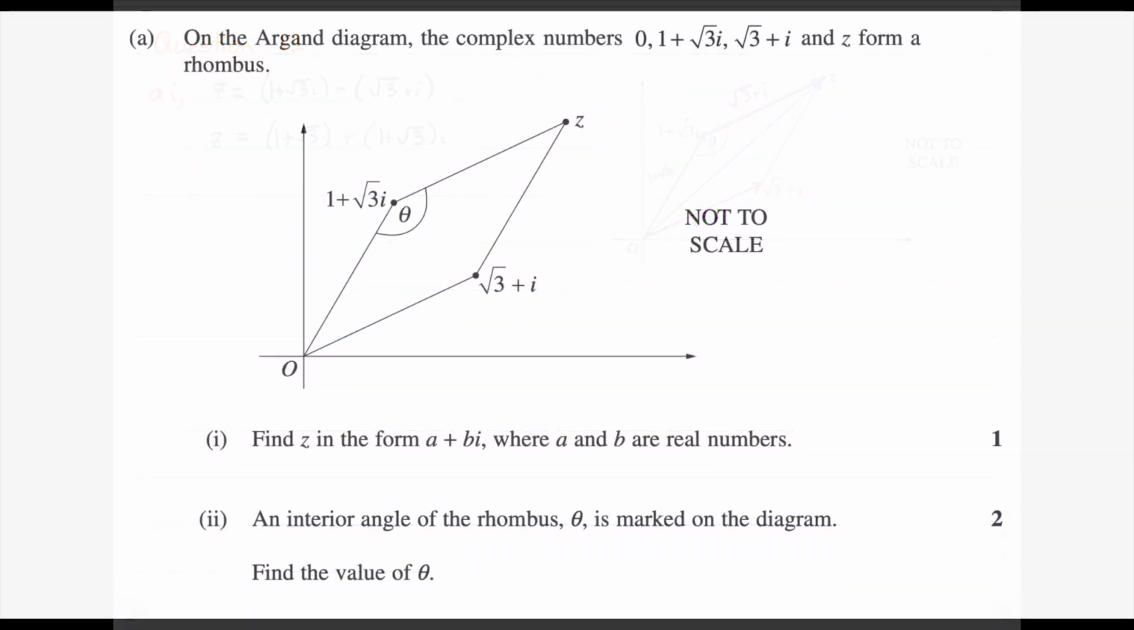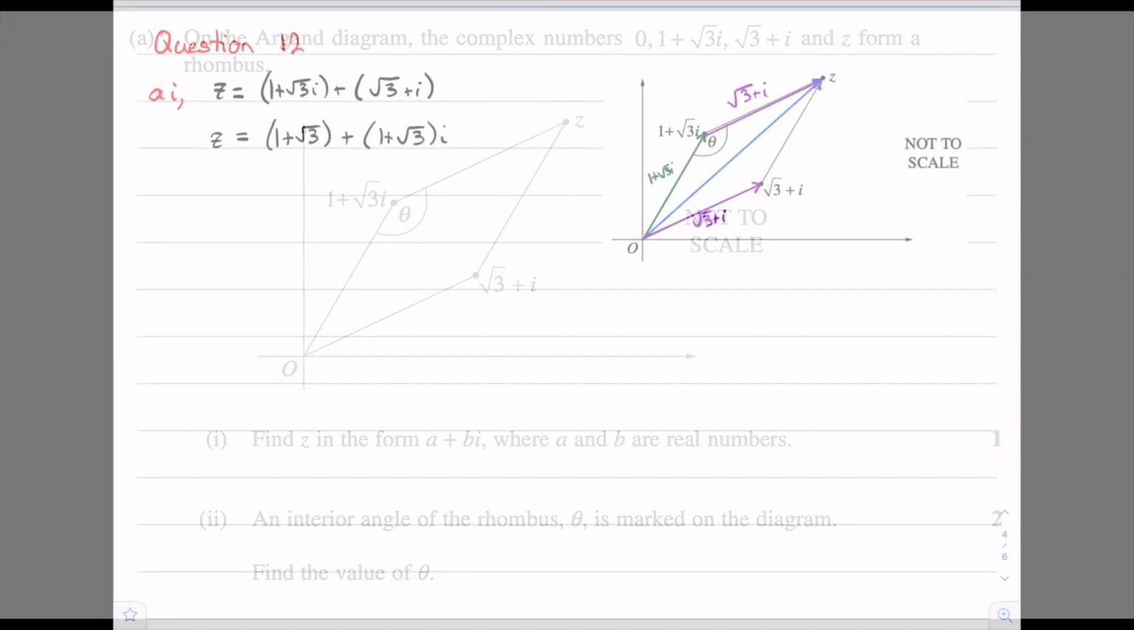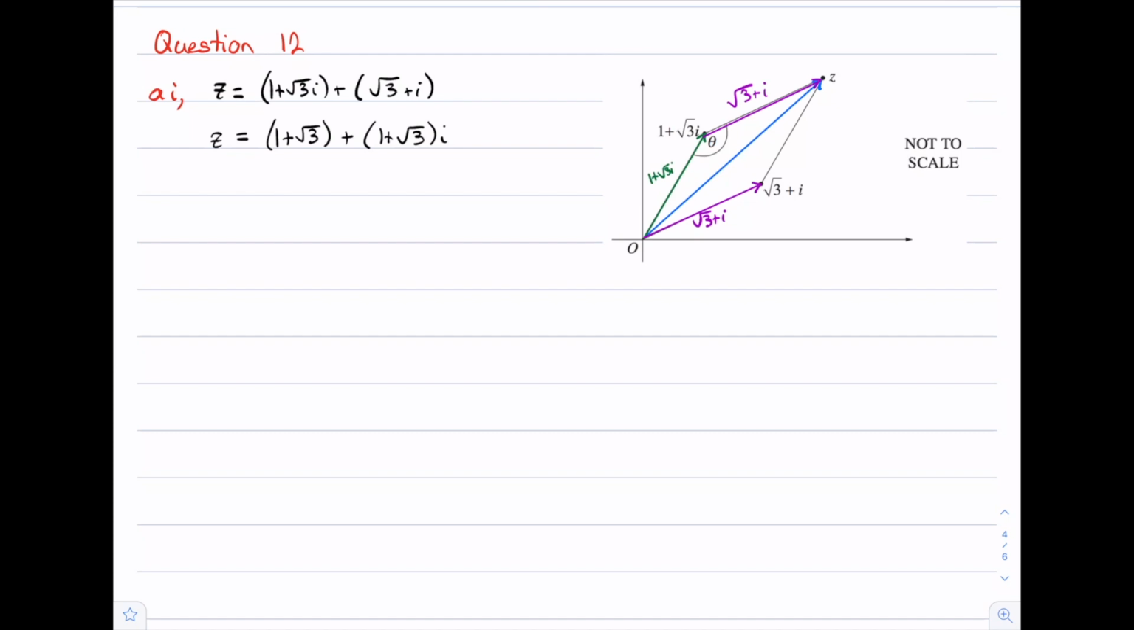Part 2. An interior angle of the rhombus, theta, is marked on the diagram. Find the value of theta. Okay, so I'm actually going to get rid of all this stuff here, just so we have a bit of a clear diagram to work with. We're trying to find this angle theta.